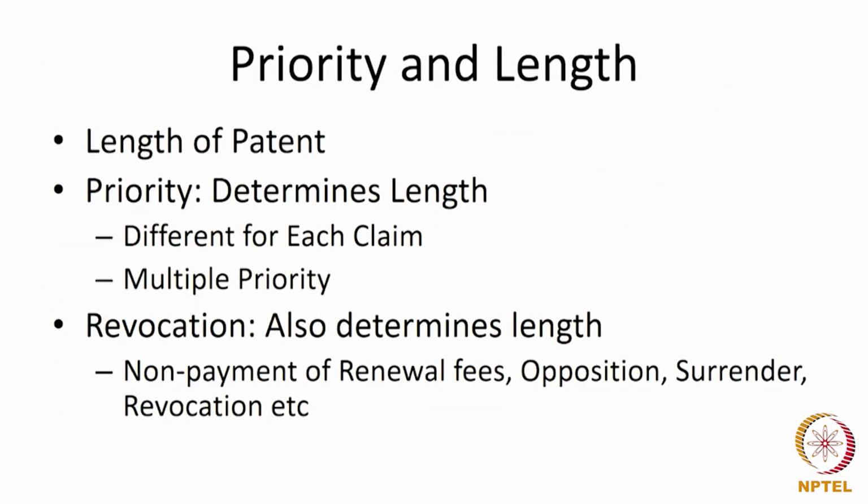Now, priority is a concept that is tied to the length of a patent. Length of the patent is the time during which the patent remains valid and enforceable. From the date of the application till the date the patent expires is what we call the length. Priority determines the length. So, when you get the priority, you can determine the length of the patent. The time period during which it is valid can be ascertained.